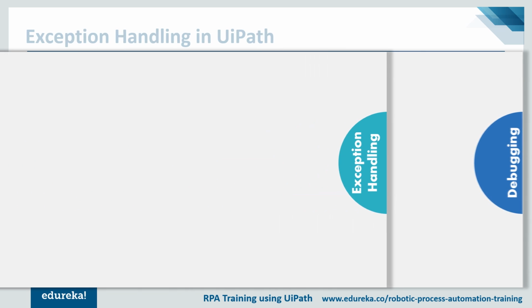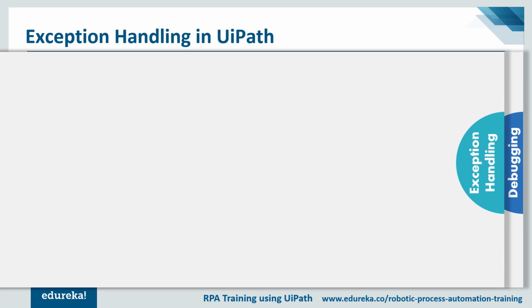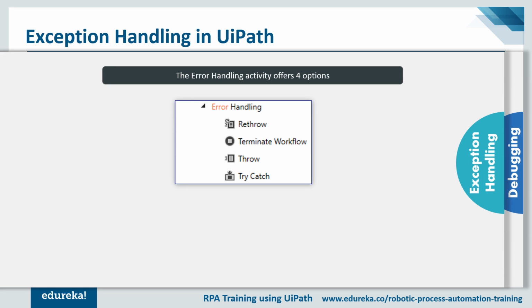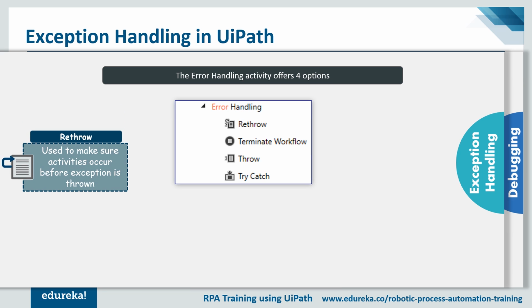Now moving on to the next part, that is the exception handling. So to perform exception handling in the error handling activity, you mainly have four options. That is the rethrow, terminate workflow, throw, and try catch. So the rethrow is basically used when you want the activities to occur before the exception is thrown. So whenever you want the activity to be executed, even if it has any few defaults or errors, and only after that you want the execution to be thrown, then you'll use this rethrow activity.